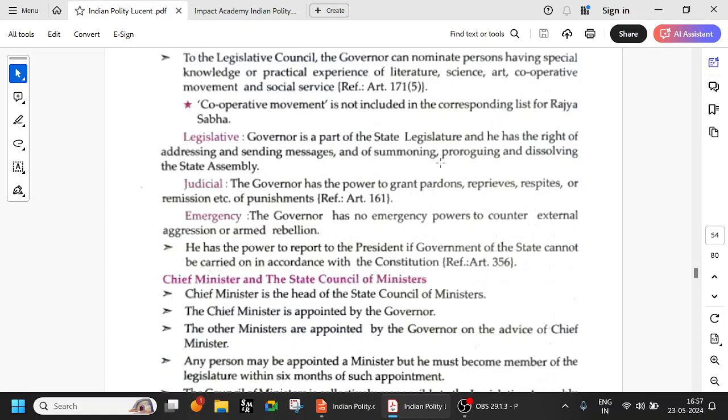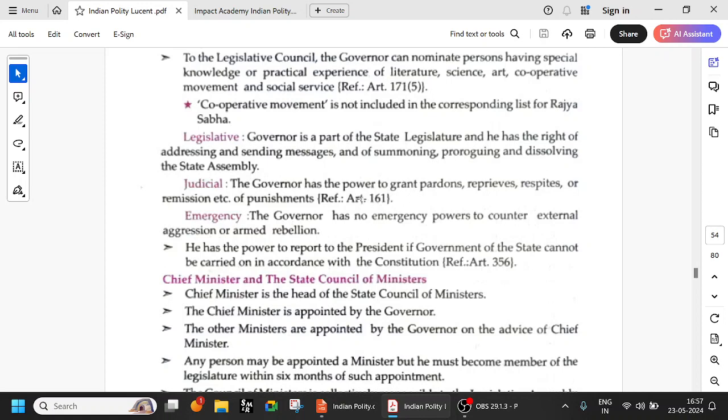So every time there is a new session, he summons it. Okay, and he gives the first address. He gives assent to all the bills and to vote of thanks, everything. So when it comes to judicial power, the governor has the power to grant pardons, Article 161. In the case of president, it is 72. In the case of governor, it is 161.